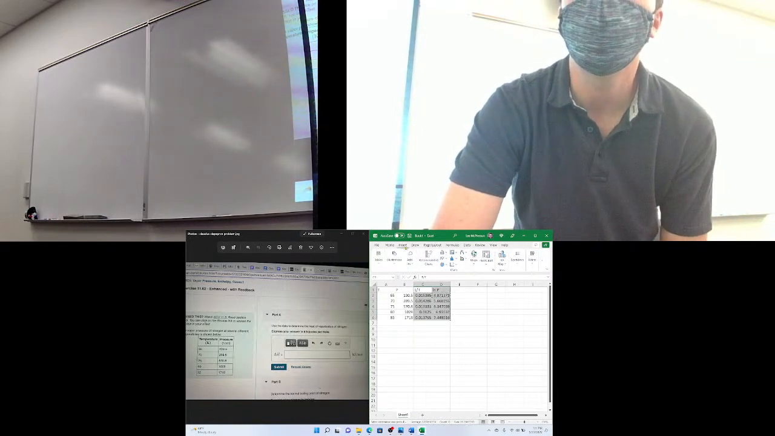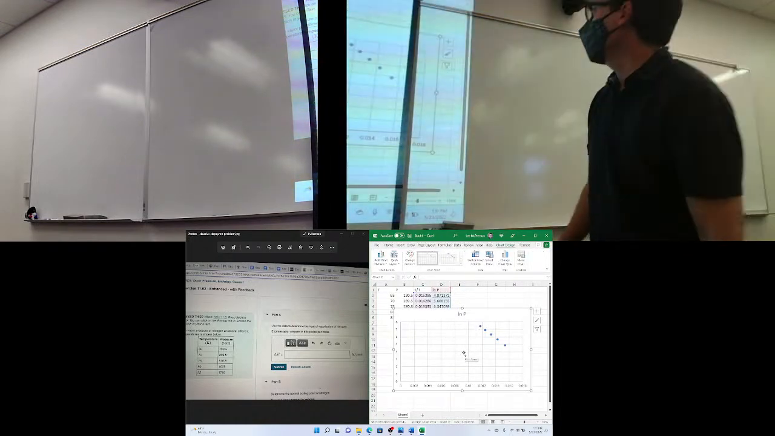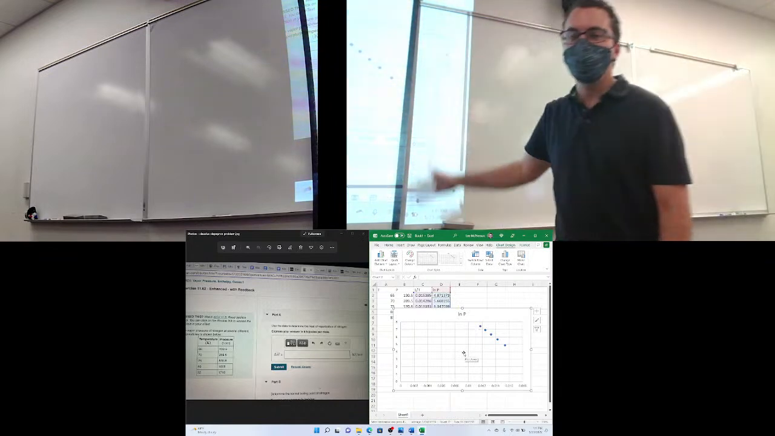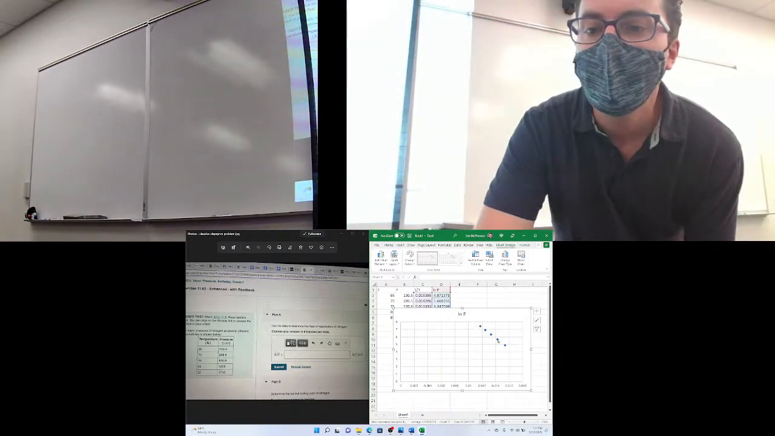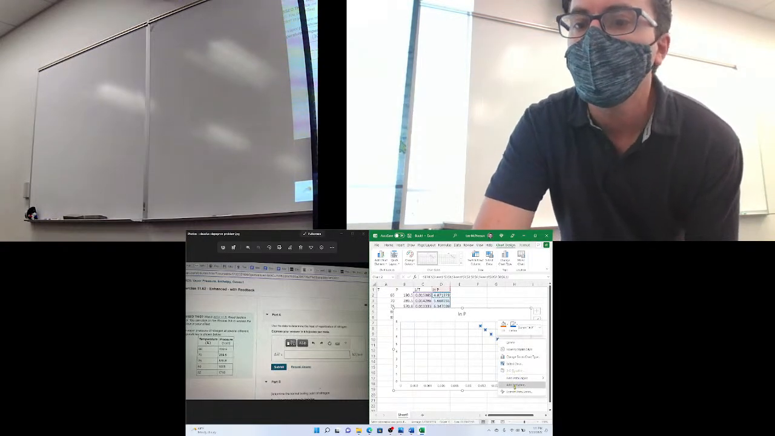Insert scatter plot, just the points. And again, the axes are a little weird, but that's a lot straighter. That looks like a straight line to me. Let's see if it really is. I'm going to add a trend line. So add trend line.